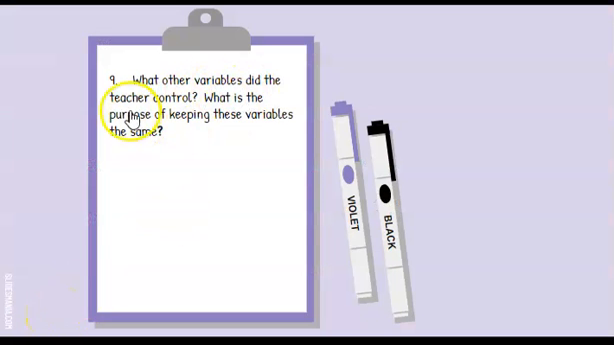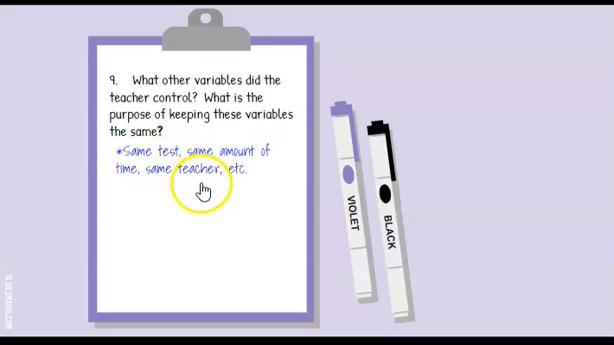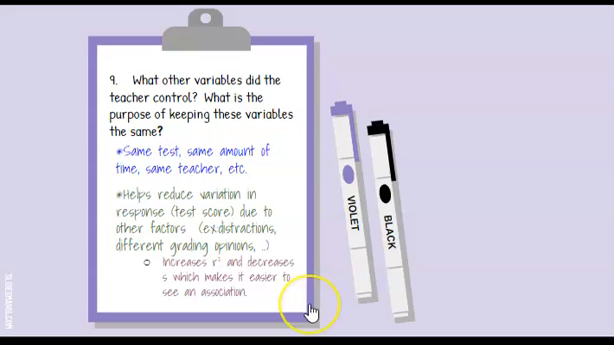And lastly, what other variables did the teacher control? And what's the purpose of keeping these variables the same? Well, there's several they actually controlled. Same test, same amount of time, same teacher, you could say same classroom, level of distractions, all those things. Now what's the purpose of this? Well, it helps reduce the variation in the response variable due to other factors, distractions, grading methods. If we can reduce variation, it increases our r-squared value, and it decreases our standard deviation of residuals, which makes it easier to see an association.